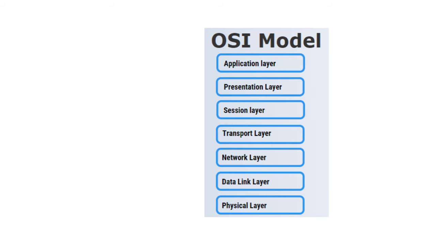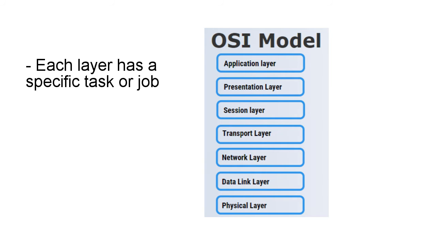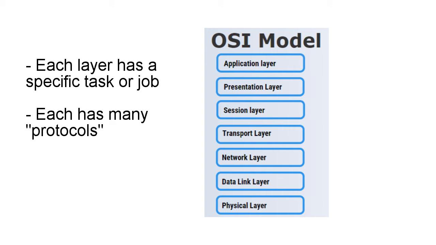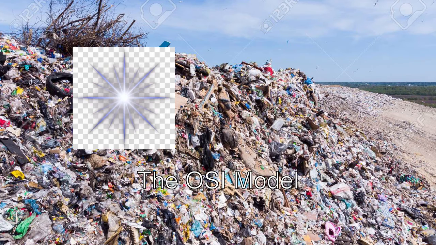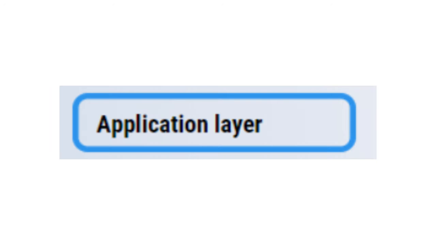The internet is organized into 7 layers, making the internet simpler to understand, while also making it a bit more complicated. Each layer has some specific task or job, and each houses numerous protocols that perform something to do with that layer's job. And now, I'm here to explain to you the top of the perfect garbage pile that is the OSI model, Layer 7, the application layer.